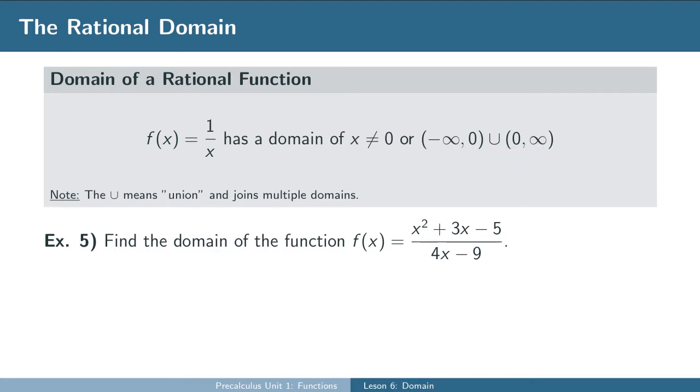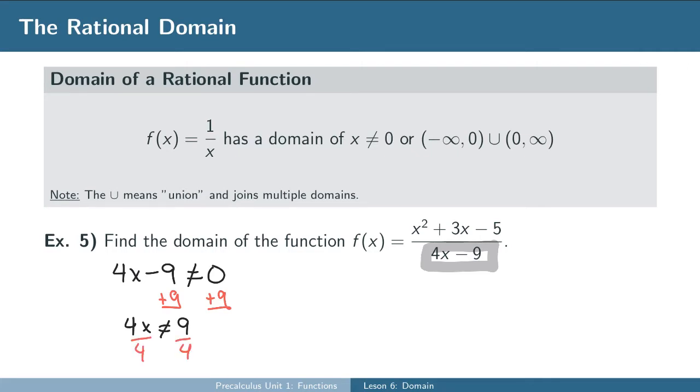So let's take a look at this next example. The denominator is the only thing I need to worry about because the numerator itself doesn't have any restrictions. So I'm going to set 4x minus 9 not equal to 0. I'll add 9 to both sides and divide both sides by 4, and so I have x does not equal 9/4.